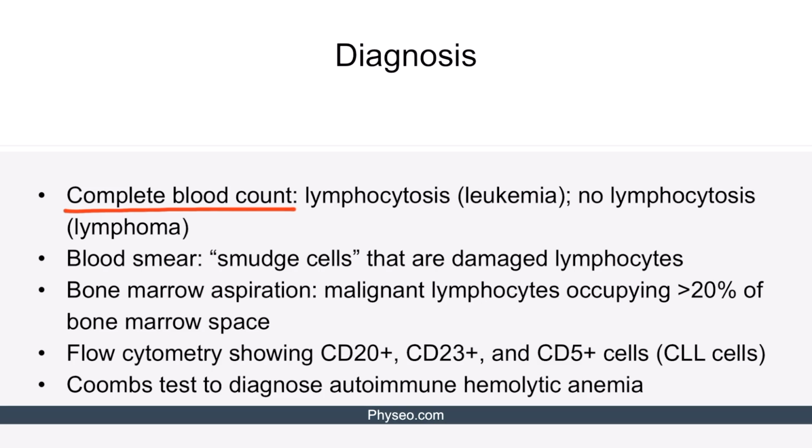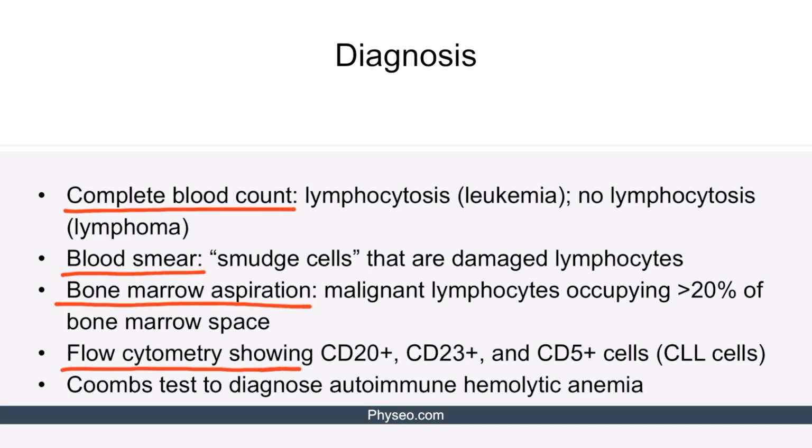A CBC may show lymphocytosis, in which case we call the disease leukemia due to the presence of malignant cells in the blood. However, sometimes there might be no lymphocytosis with malignant cells sequestered mostly in the lymph nodes. In this case, we call the disease small lymphocytic lymphoma, or SLL. A blood smear of a patient with CLL will show the smudge cells that are malignant lymphocytes damaged during the preparation of a slide. A bone marrow aspiration can definitively diagnose CLL by revealing malignant lymphocytes occupying greater than 20% of the bone marrow space.